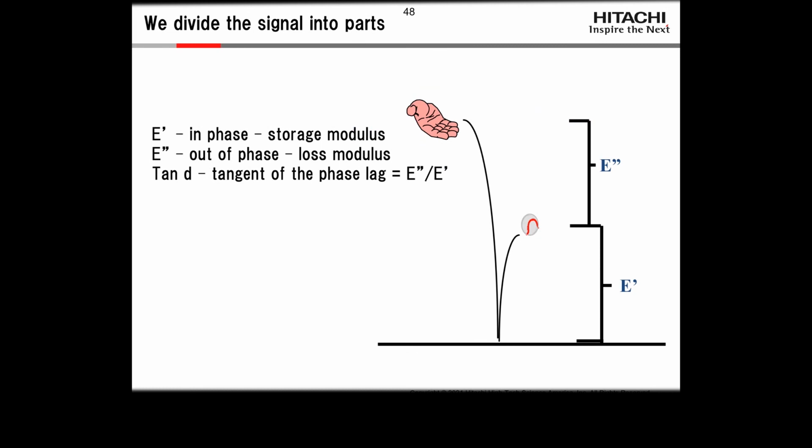Now, when we divide that sinusoidal signal into 2 parts, we get the in phase, the storage modulus, the energy we get back elastically. We get an out of phase, the loss modulus, which is the energy lost to friction and internal rearrangements. And then we get the ratio of the 2, which is kind of how good the material is at dissipating energy and is sometimes called in the older literature damping.